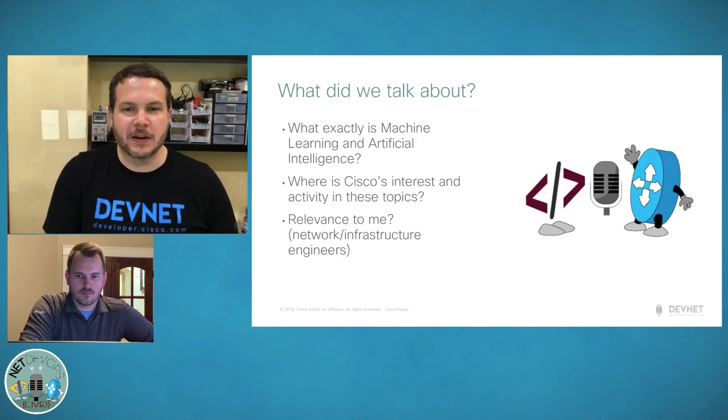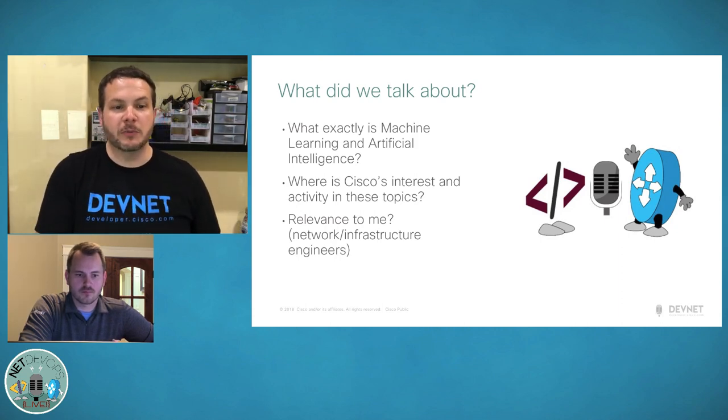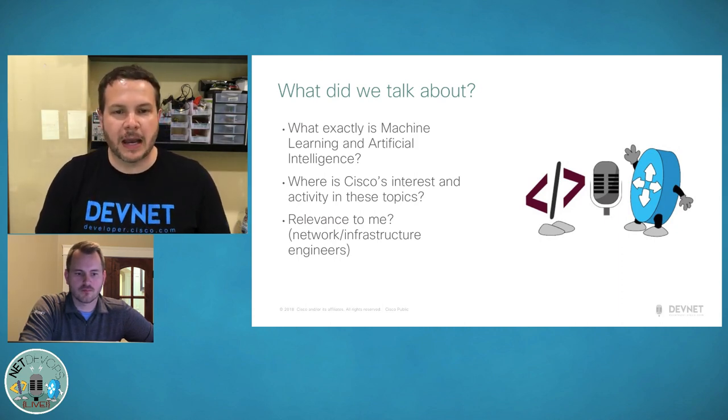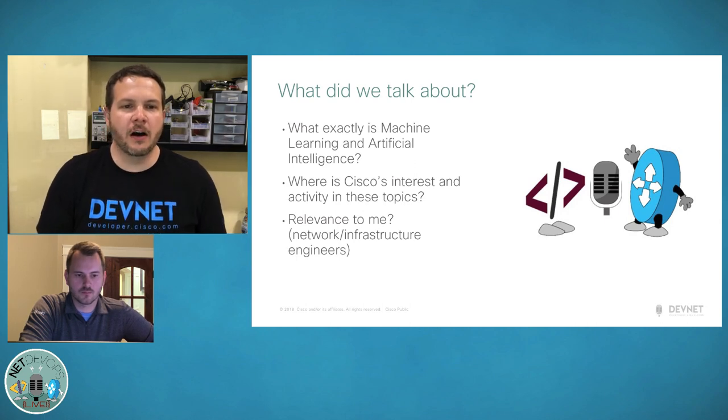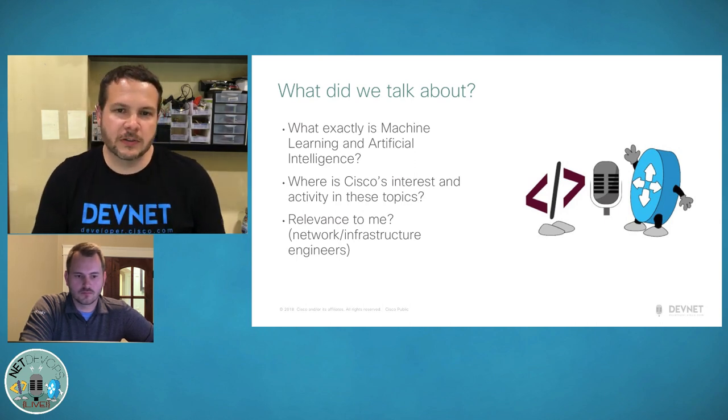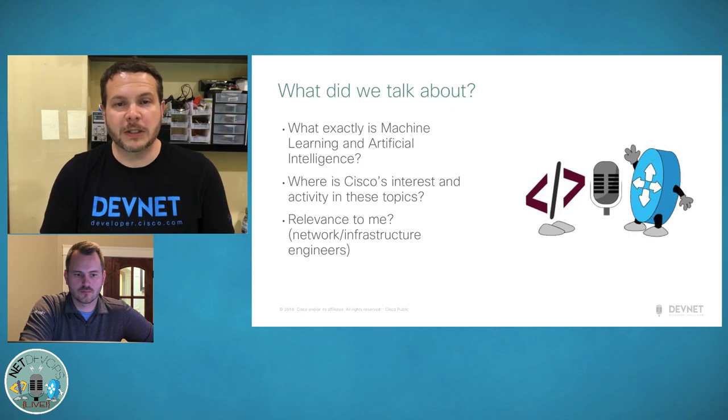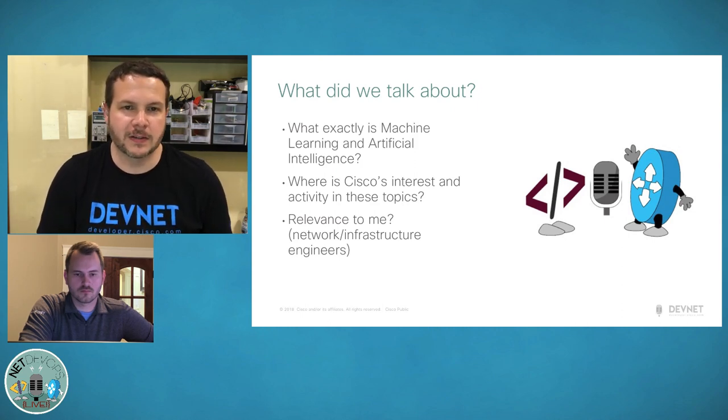And then there's the relevance to network infrastructure, similar to what we saw with big data, similar to what we've seen with some of the high-performance computing in other areas. Understanding machine learning and artificial intelligence is going to be critical for all of us because we need to help support these inside of our organizations.